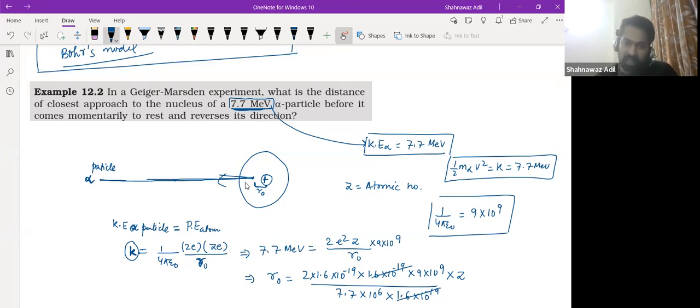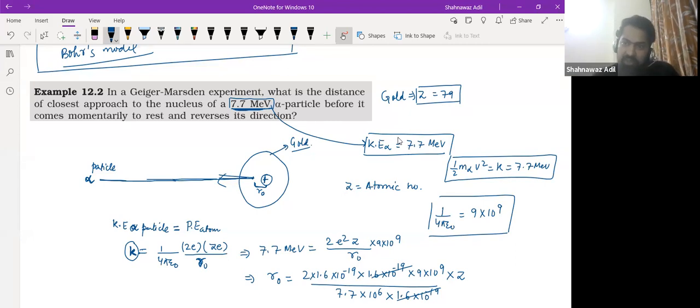This was gold foil, right? So this is the atom of gold. What is the atomic number? The atomic number of gold is 79. This is given in the CRT textbook. So the atomic number of gold is 79, so we can put this.